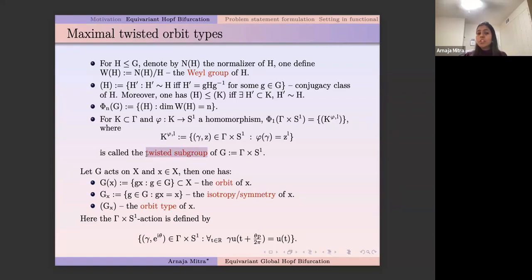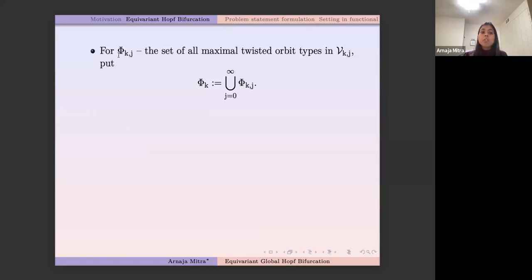And as there is a partial order, you can find out the maximal twisted orbit types. And moreover, we don't need hand calculation to find all these things. There is software, GAP. We use GAP to find out all the orbit types and the maximal twisted orbit types. So let me now consider Φ_K(G), which denotes the set of all such maximal twisted orbit types.